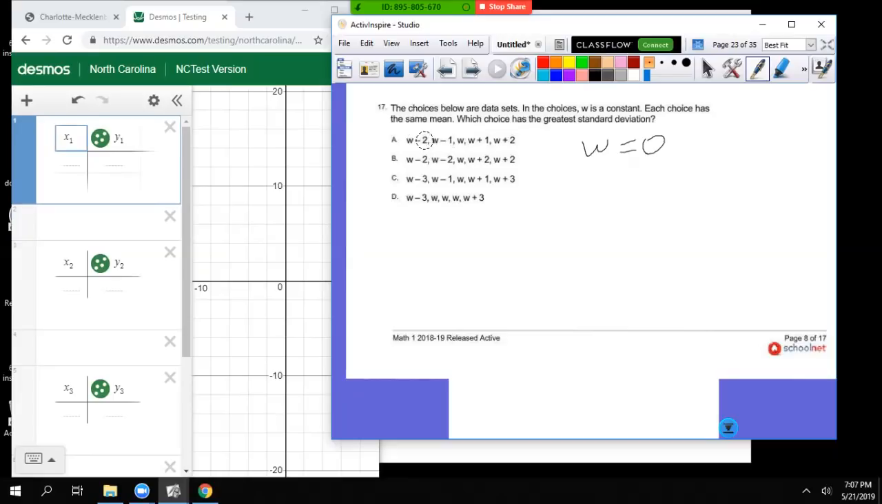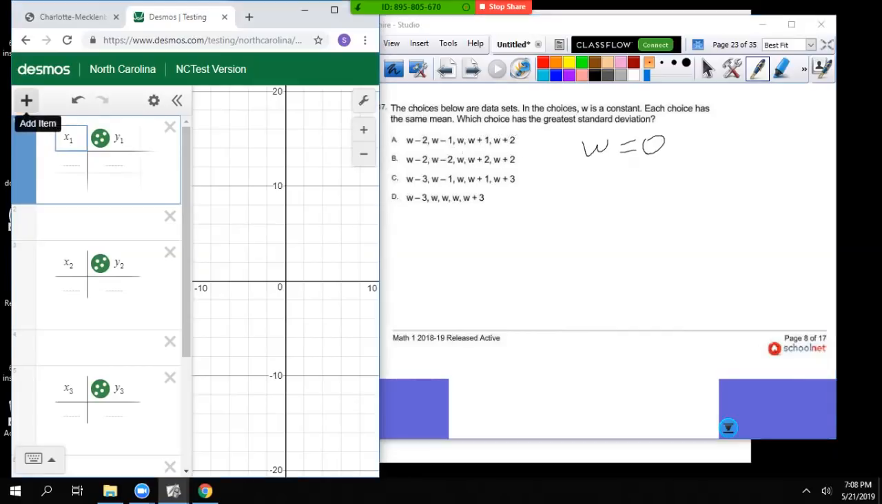So I've got w minus 2. So if w is 0, 0 minus 2 is going to be -2, 0 minus 1 is -1, and so forth. So what I'm going to actually put into my list in Desmos is just the constant term that I see in each of these expressions, okay?